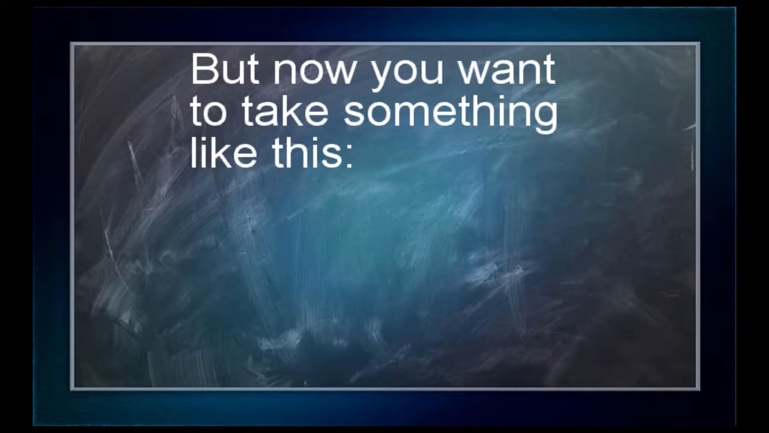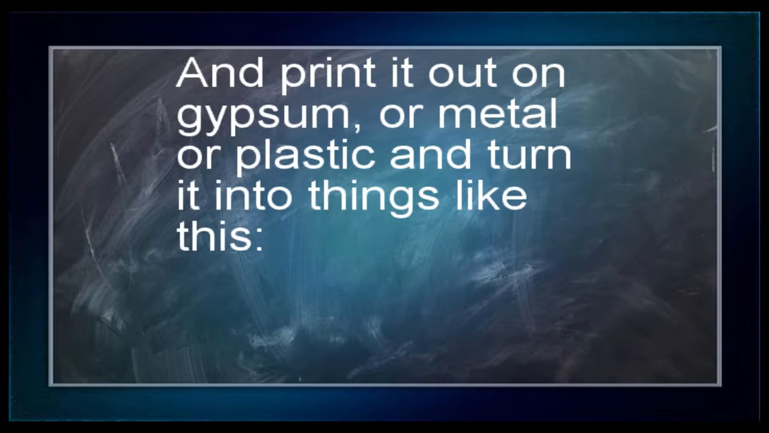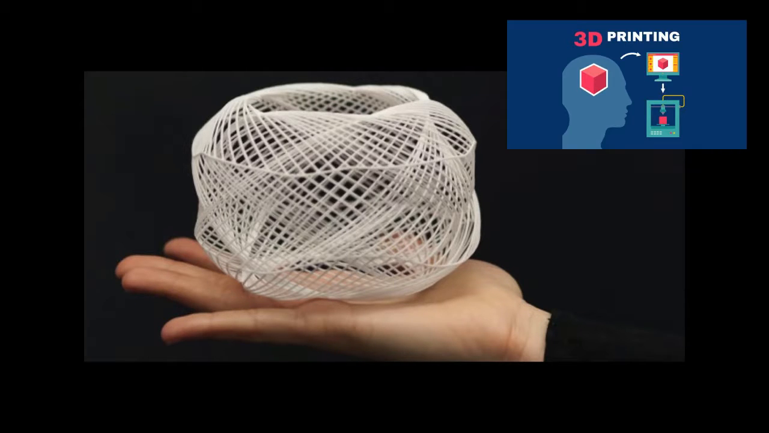One can use 3D printing to imagine almost anything and then create it using two or more different materials, a less difficult process compared to subtractive manufacturing. So if you want to take something like this, a three-dimensional computer rendering, and print it out on gypsum or metal or plastic and turn it into something like this, a gypsum web, that can now easily be done.